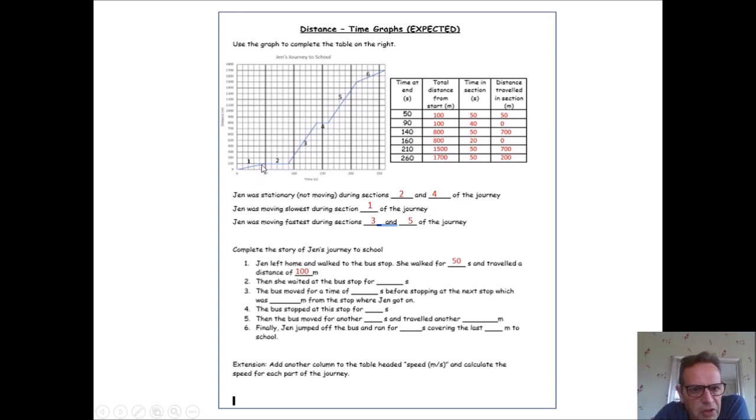She waited for the bus. Okay, here we are, this is section 2, and she waited for the bus for 40 seconds. The bus moved off.